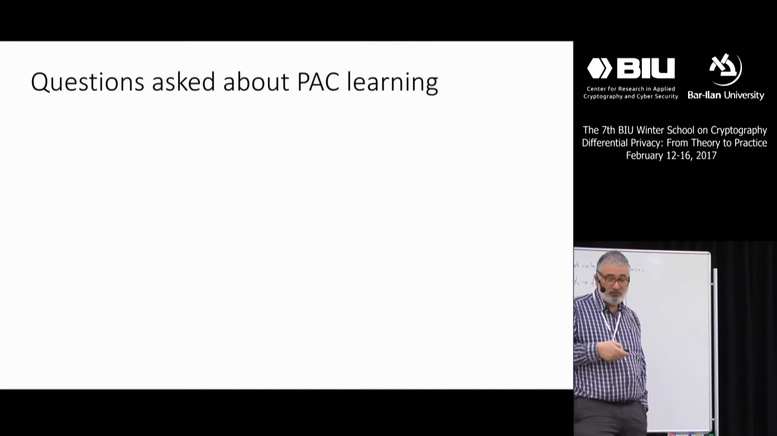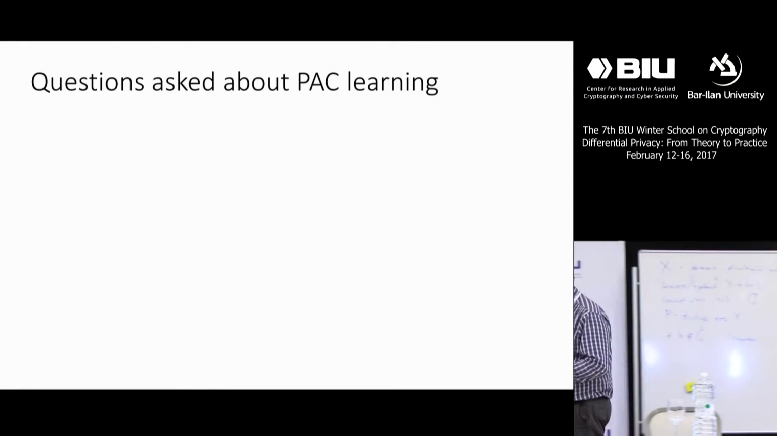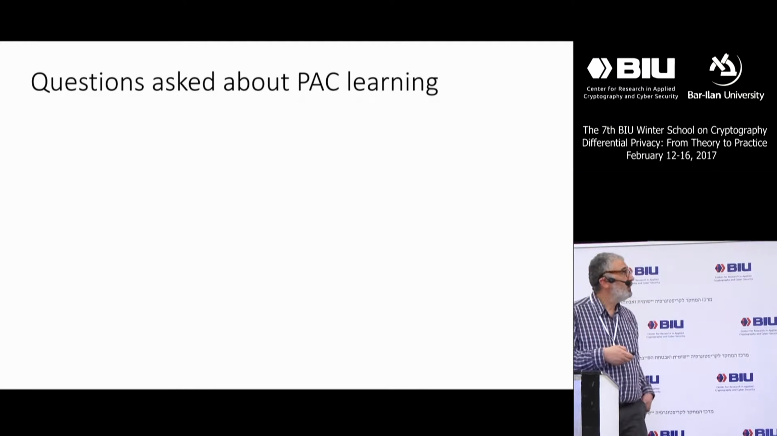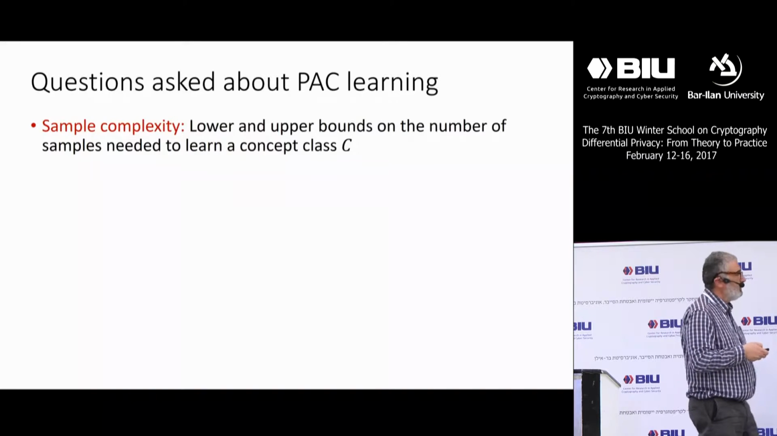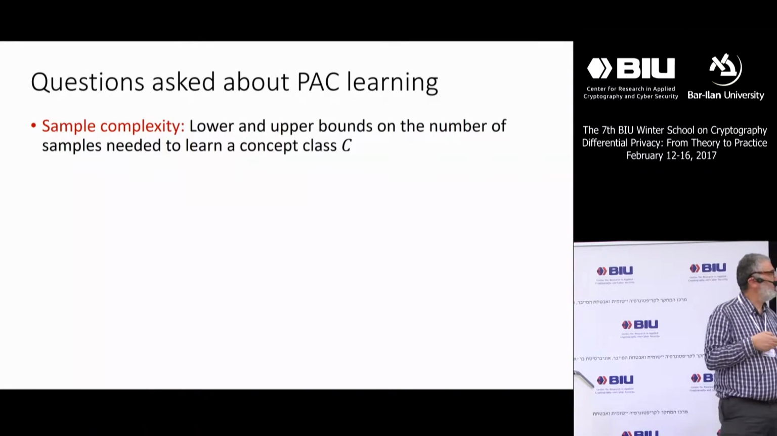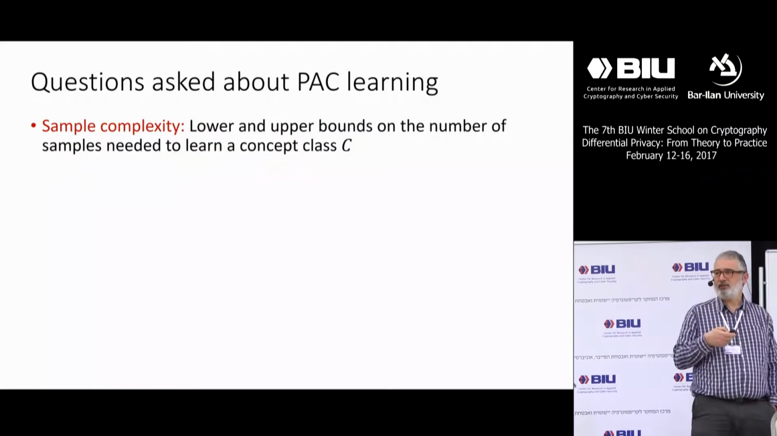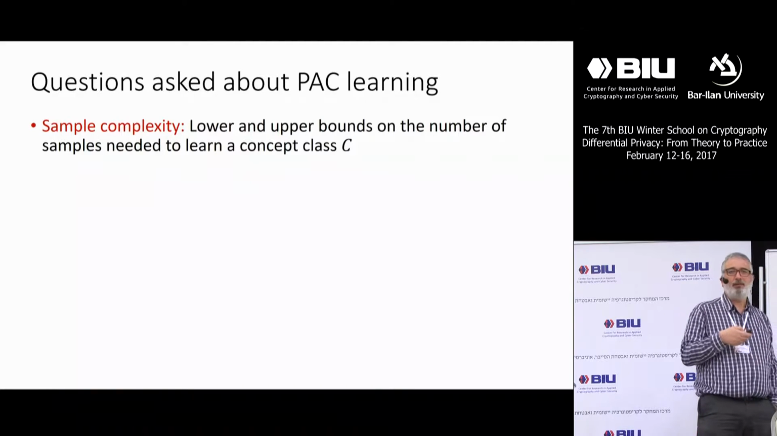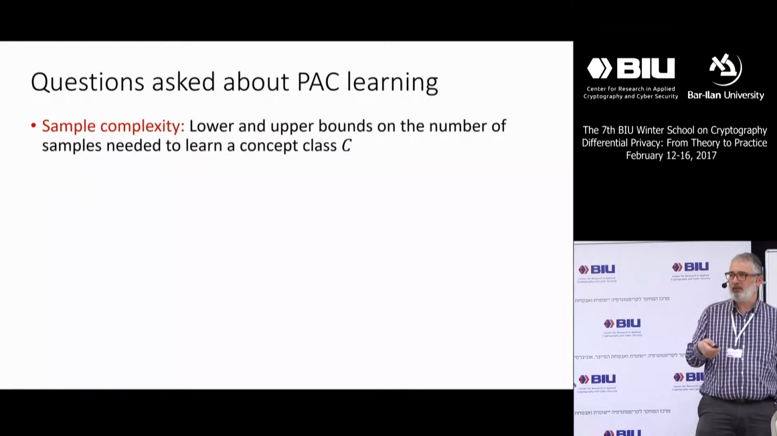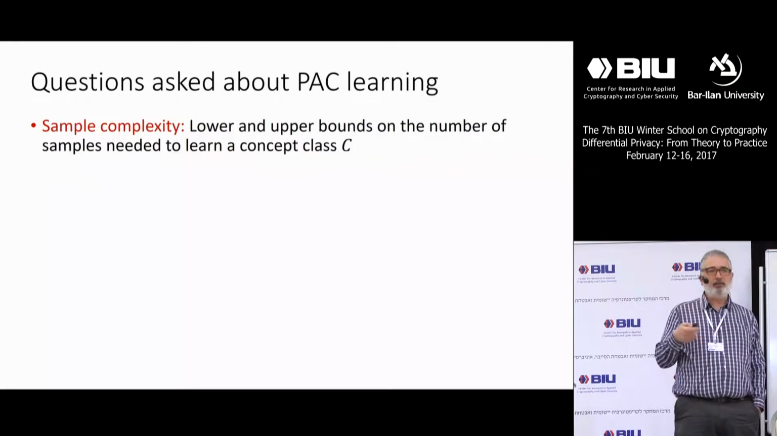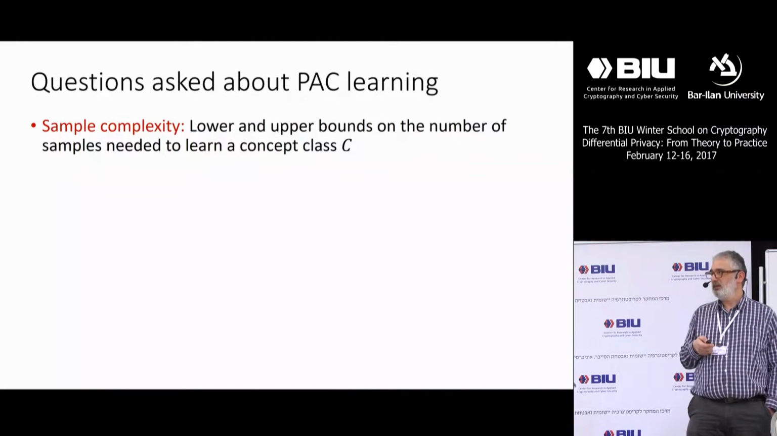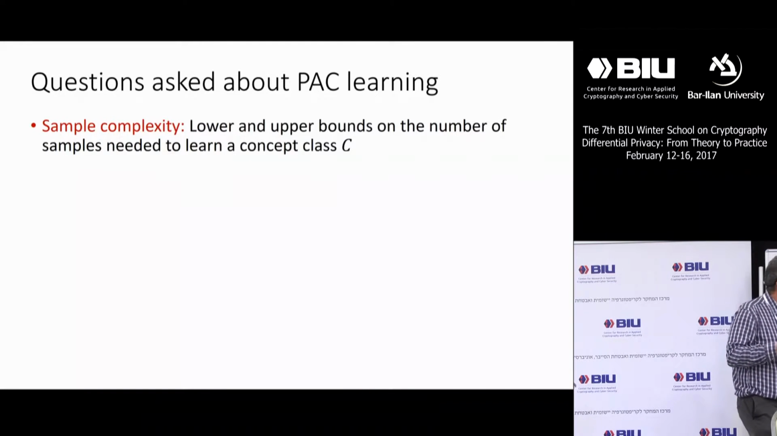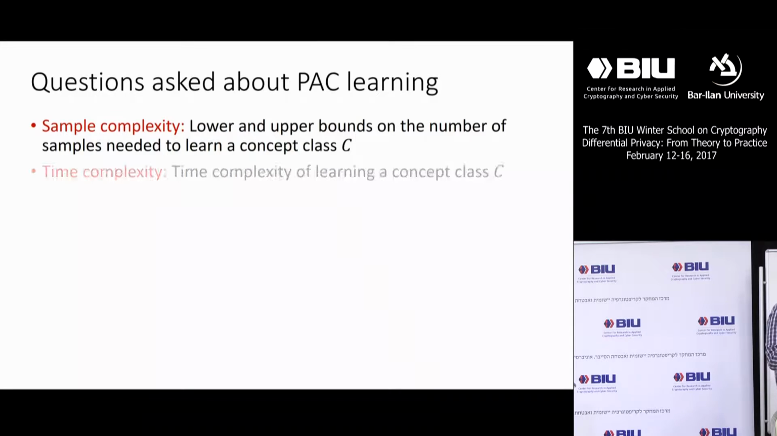So we can ask many questions about PAC learning. It's a rich area of research. And here are some important questions, or at least questions that I'll be interested in. First, you could ask, what is the sample complexity? How many examples do you need to take in order to learn successfully? Can you give upper bounds and lower bounds on the sample complexity for a concept class C?